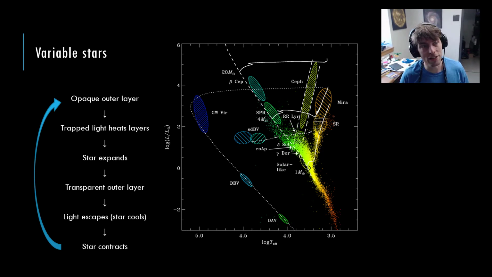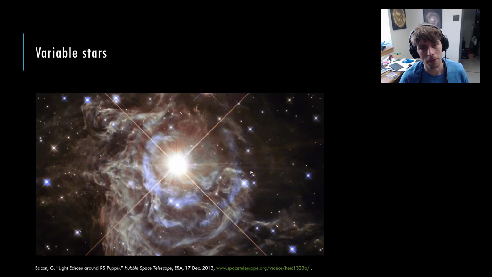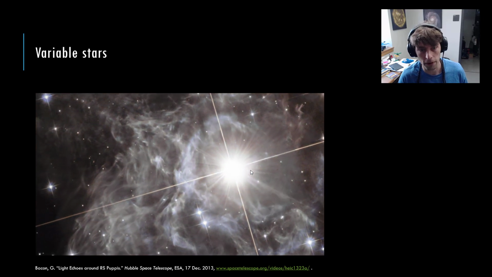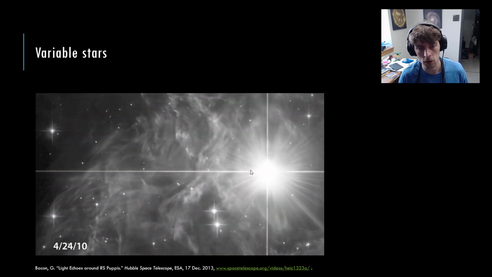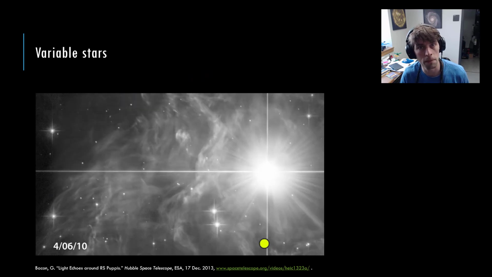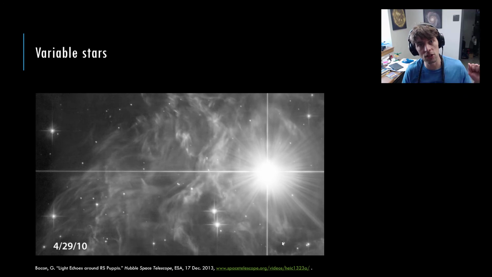Let me give you an idea. This is also a really cool example. This is RS Puppis, and what we're going to do is zoom in. Now, this variable star is unique in that there is a region of fairly dense gas around the star. And so as the star pulsates, as it changes from small to big, and because it's changing in temperature and physical size, its luminosity periodically changes.